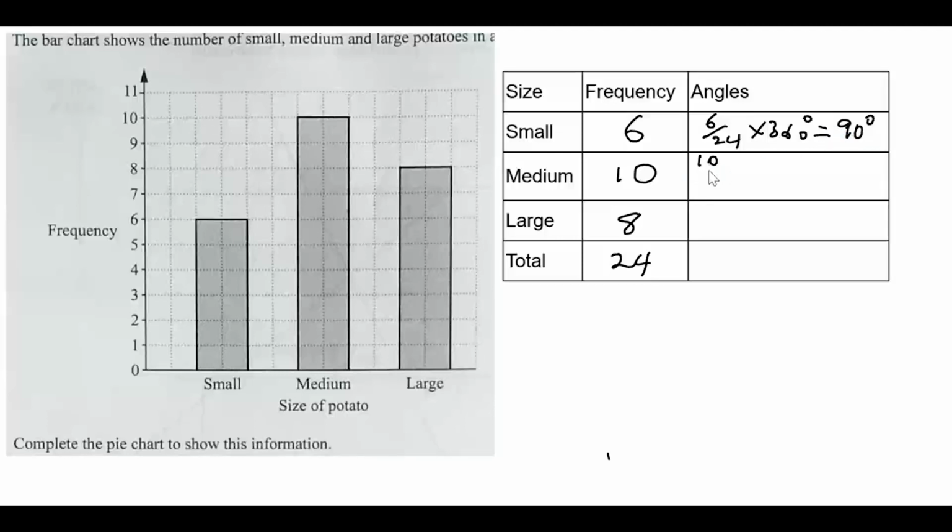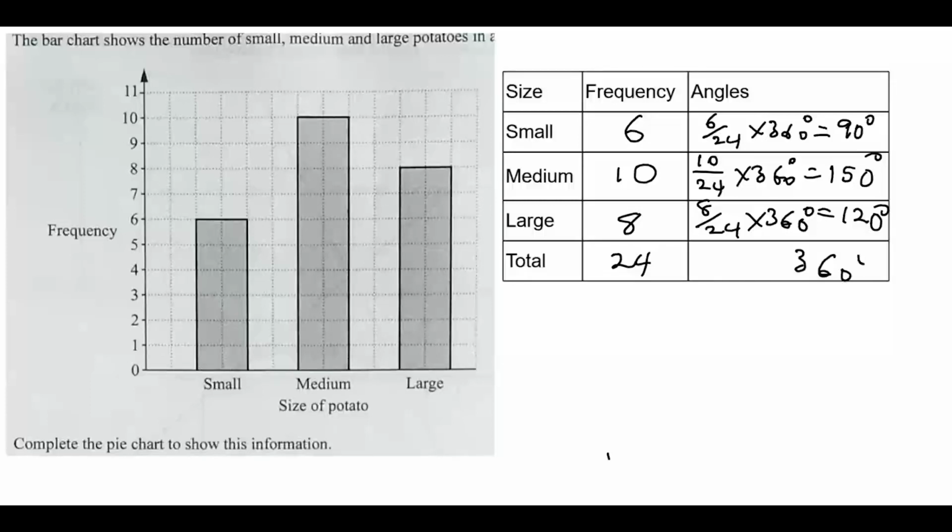So you do the next one. 10 out of 24 times 360 degrees. If you do this, you get 150 degrees. And the last one, you do 8 over 24 times 360 degrees, and that will definitely be 120 degrees. So all these angles must add up to 360 degrees. So we can now use this to complete the pie chart we are asked to construct.